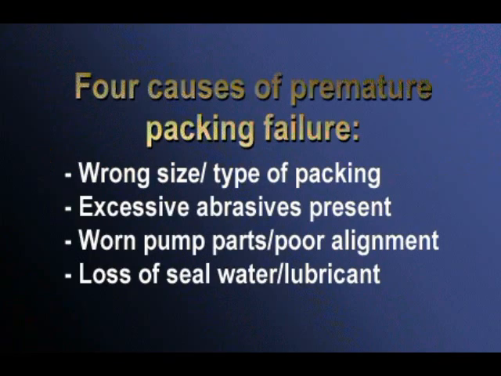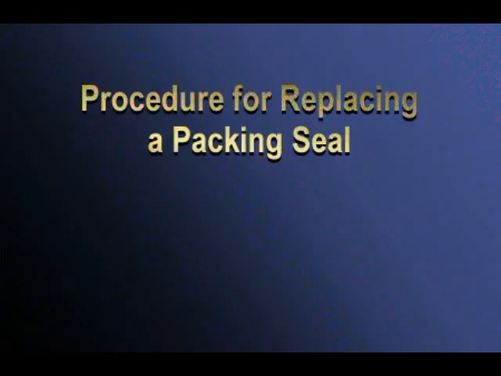There are generally 4 things that cause premature packing failure: improper packing type or size, excessive amounts of abrasive material. Additionally, poor mechanical condition from excessive wear, poor alignment, loose base bolts, imbalance, and so on. Loss of seal water or packing lubricant. There is a specific procedure to be followed when replacing a packing seal.